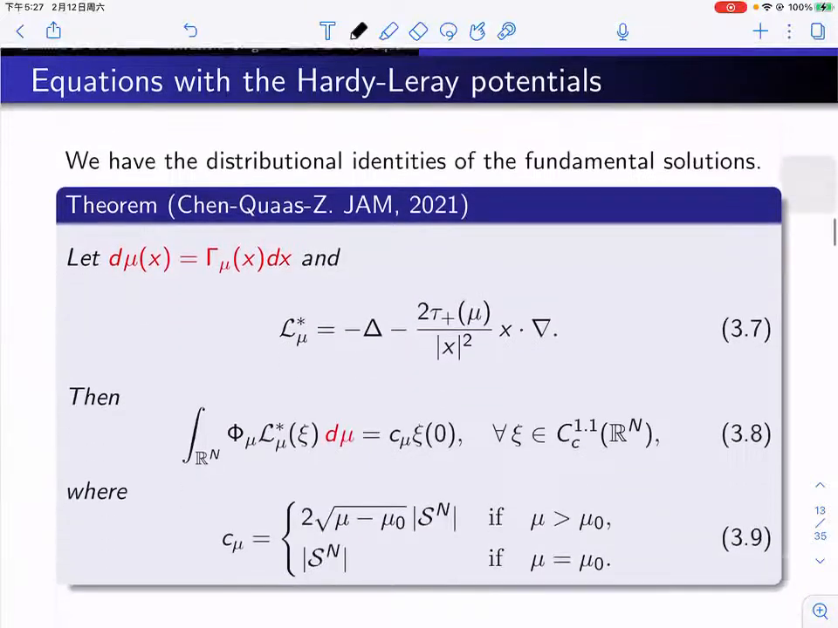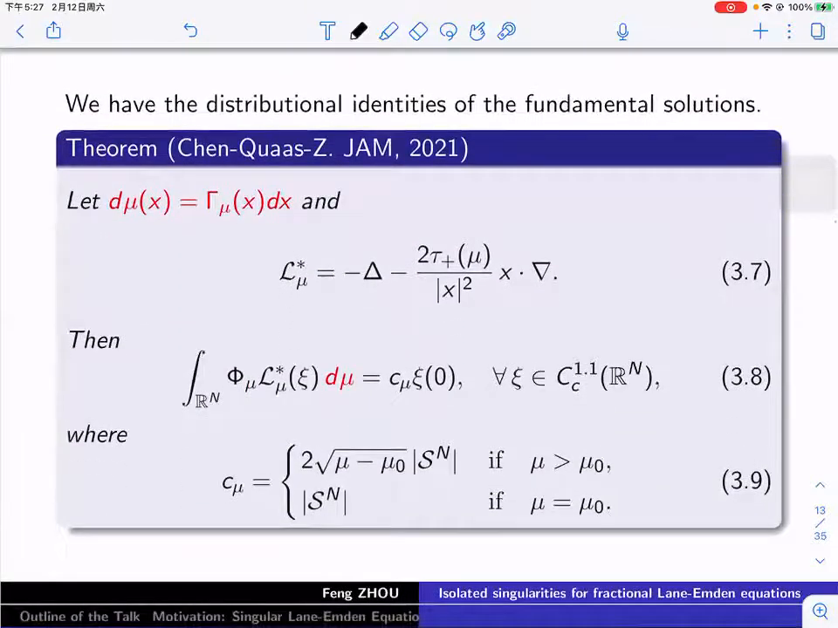We can have the following result with Hu Yuan and Alexander Quaas. So first of all, we take the d mu, which I think here is gamma_mu dx, and the theorem says that.